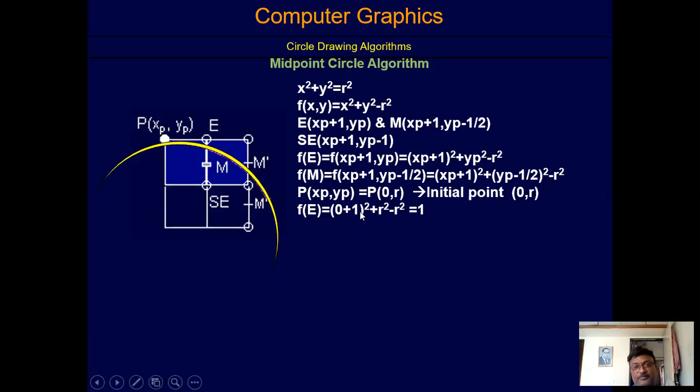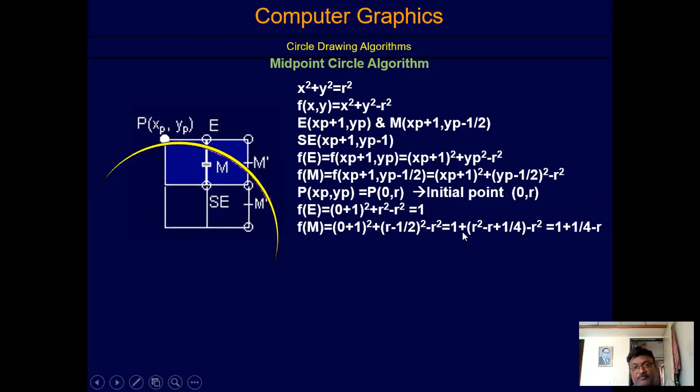So what is the value over here? 1, because of xp, yp whole square. So 0 plus 1 whole square plus yp. What is the yp value? r. So that is r square minus r square. R square will become 1. Put this value on M also. Suppose I am going to put the value on M. So what is the value? 0 plus 1 whole square, r minus 1 by 2 whole square minus r square.